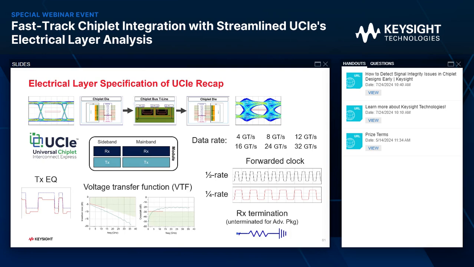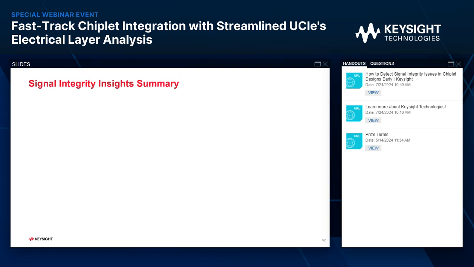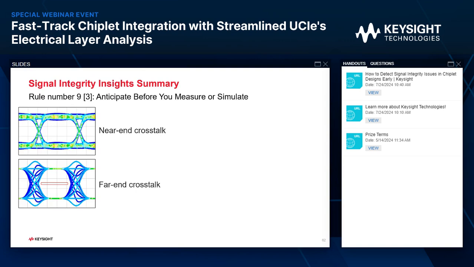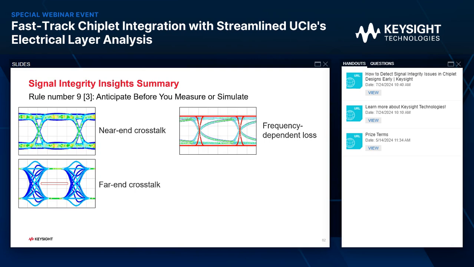Finally, the signal integrity insights are here. The most important one being rule number 9. You have to anticipate before you measure or simulate. We took a look at the near-end crosstalk, far-end crosstalk, and the frequency-dependent loss and how it impacts the eye. And also, the de-emphasis, how the TX de-emphasis pre-attenuated the low-frequency content to open the eye at the receiver.